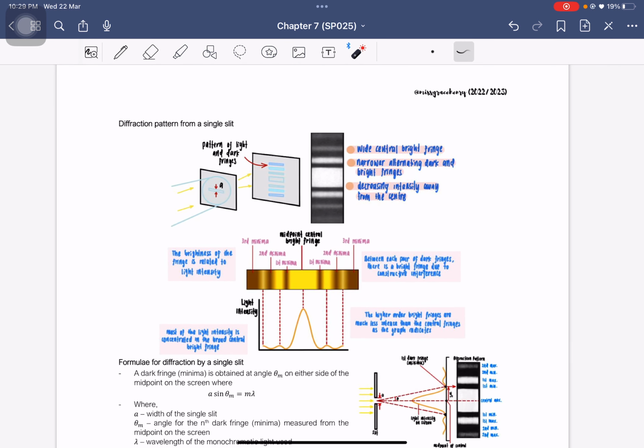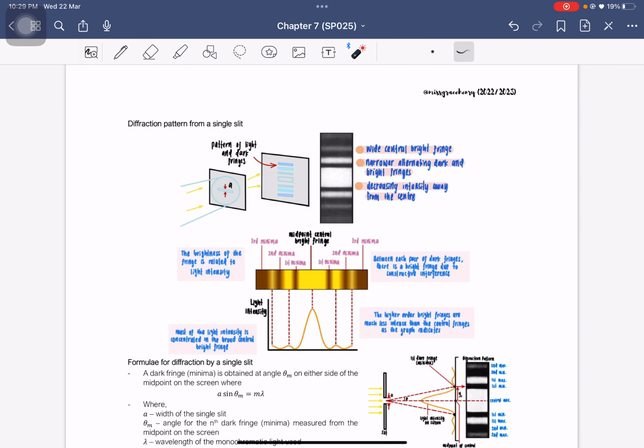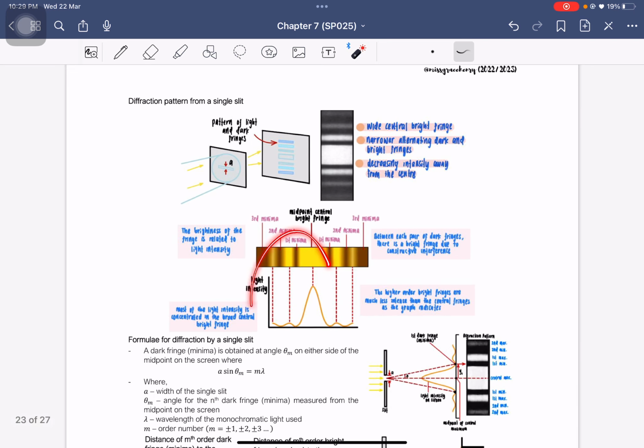Okay, so what we can see from this slit here is a pattern of light and dark fringes. The central fringe will be white and bright, and then it gets narrower as it goes further, and then it alternates between dark and bright fringes, and the intensity decreases as it goes away from the center, as we can see here, right?